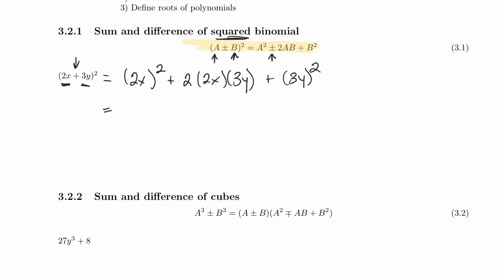And now we just have to solve for this. It will be 4x² plus 2 times 2 is 4, times 3 is 12xy, plus 9y². And this is how we solve the sum and difference of square binomial, just by following the equation.